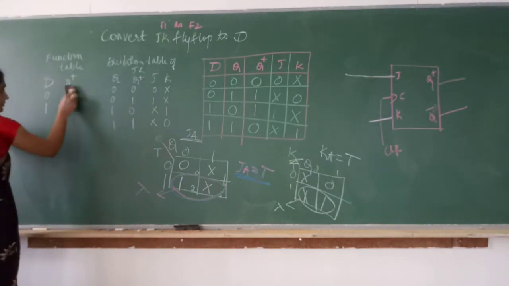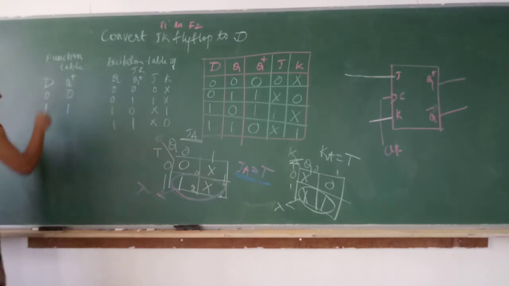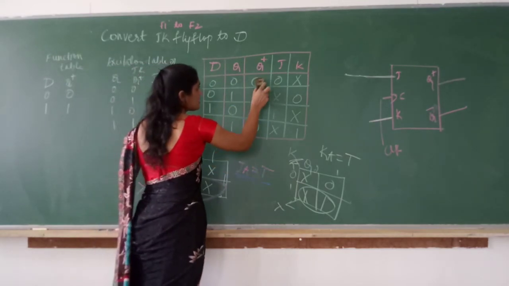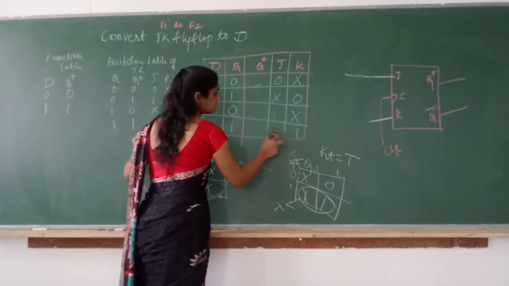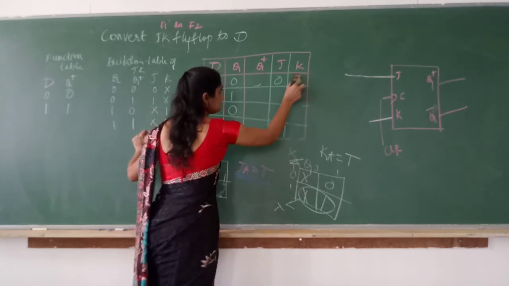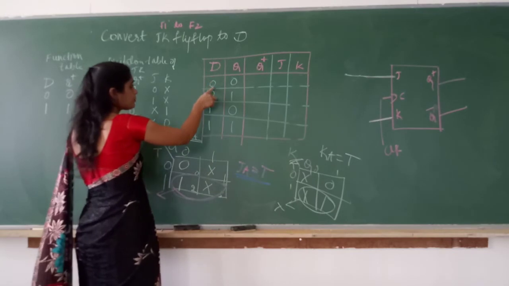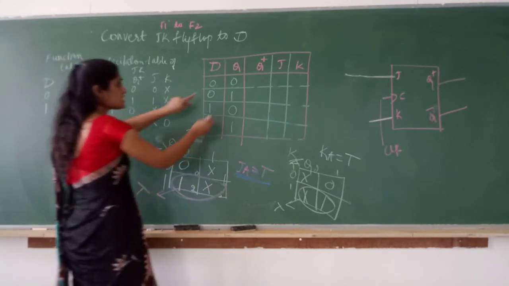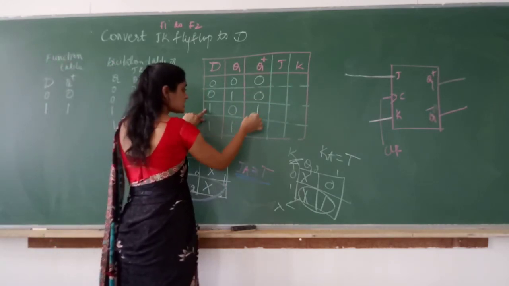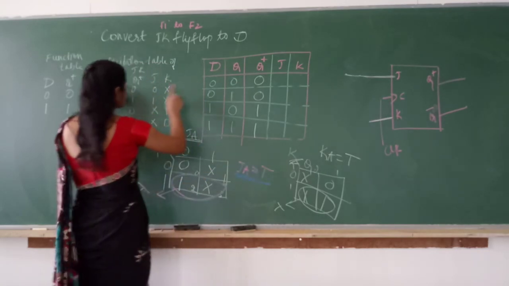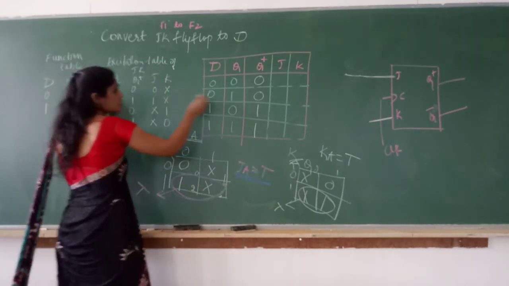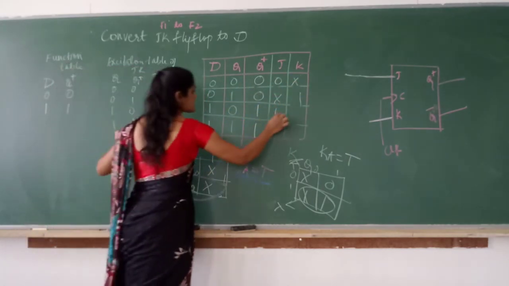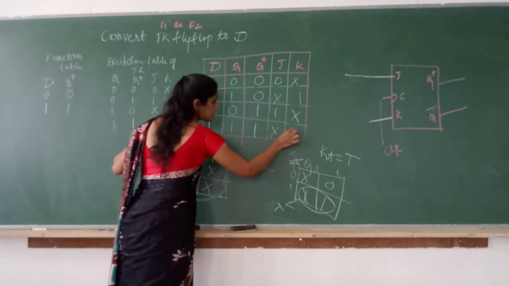If D is 0, next state is 0. If D is 1, next state is 1. So again D Q: 0 0, 0 1, 1 0, 1 1. So what is Q plus? Look at the function table of D flip-flop and fill. If D is 0, next state is 0. If D is 1, next state is 1. Now use the excitation table of JK flip-flop and fill. 0 0 0x, 1 0 x1, 0 1 1x, 1 1 x0.